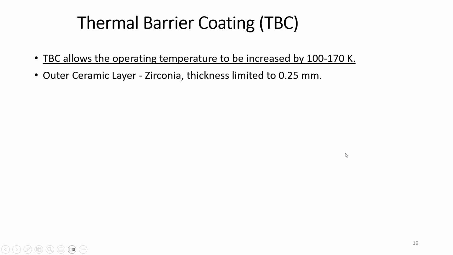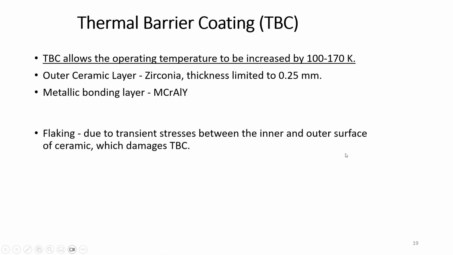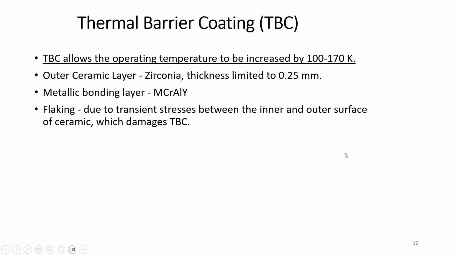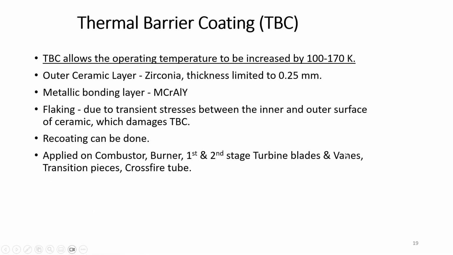What does it have? The outer layer is zirconium, with thickness limited to 0.25 millimeter. Then there is a metallic bonding layer. Due to the transient stresses between the inner and outer surface of the ceramic, the TBC may be damaged and flakes may form, which may need repair. Recoating can always be done.